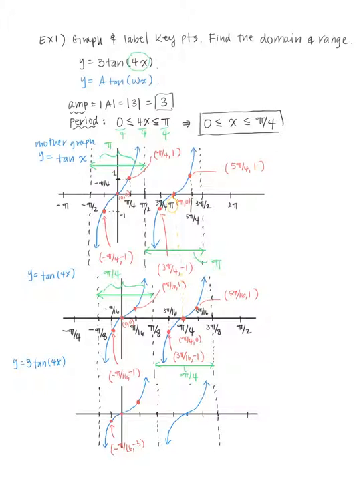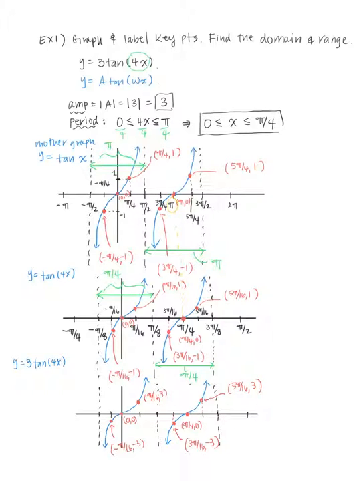and this point right here is going to be pi over 16 comma 3, and this is 0 comma 0, and then this would be same thing, pi over 4 comma 0, and then these points right here, so this one is going to be 3 pi over 16 comma negative 3, and then this point right there is going to be 5 pi over 16 comma 3. That's all you got to do.